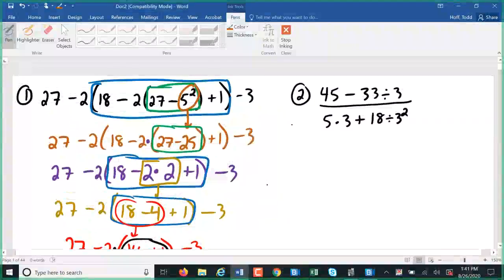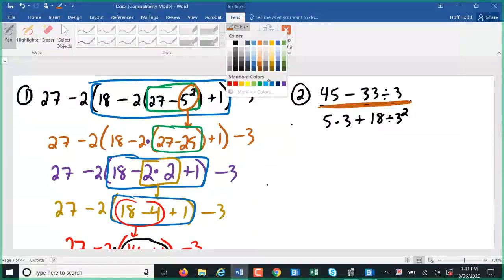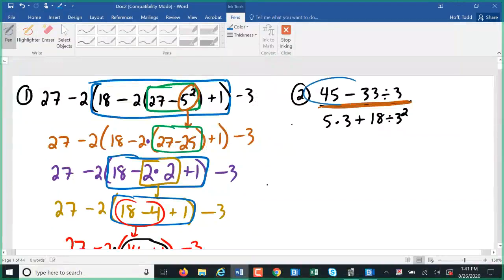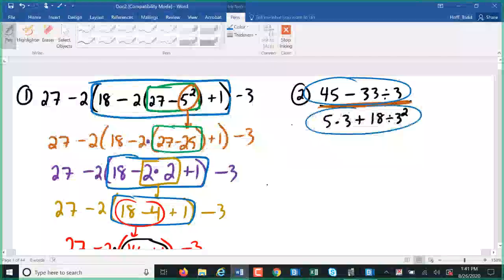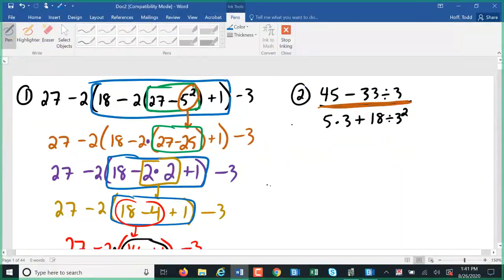No. Okay, back up to number 2 here. Number 2, remember this line across here is a fraction bar. It means divide, but it's also an enclosing symbol. So it means we have to do everything on top, everything on bottom, and then divide those two results. So let's do everything on top first. I'll bring it down here.